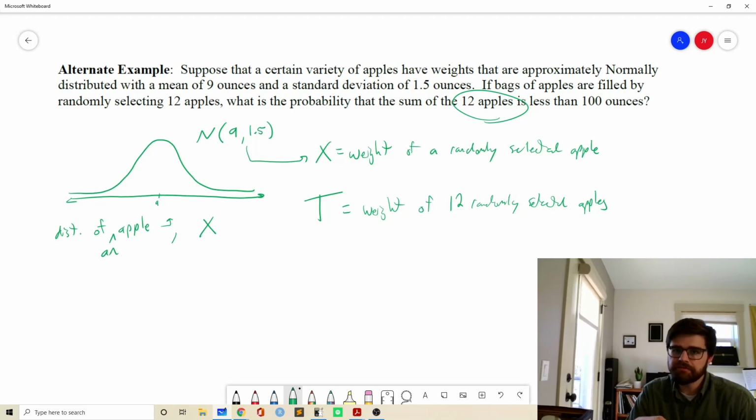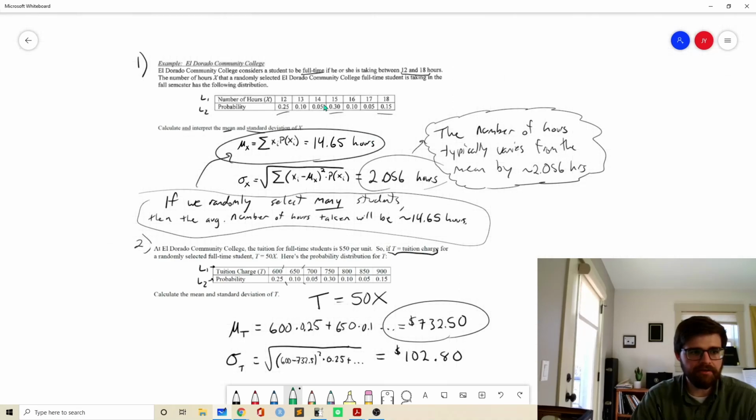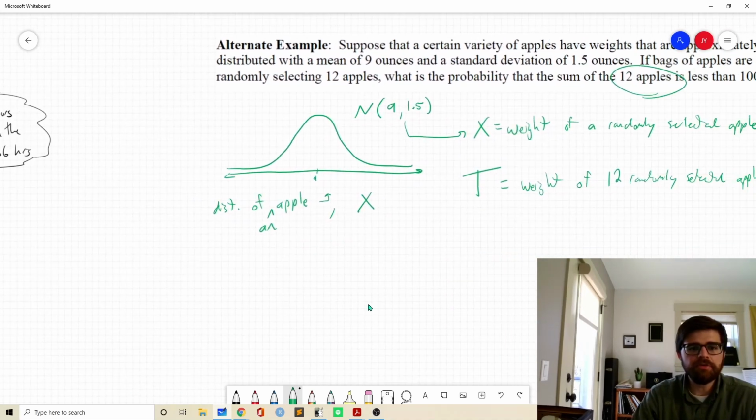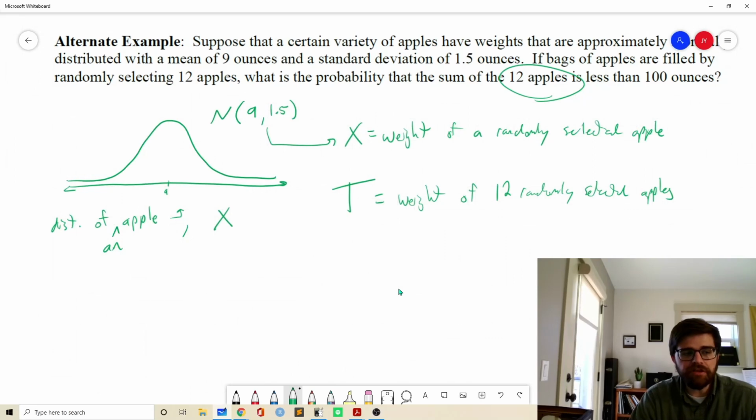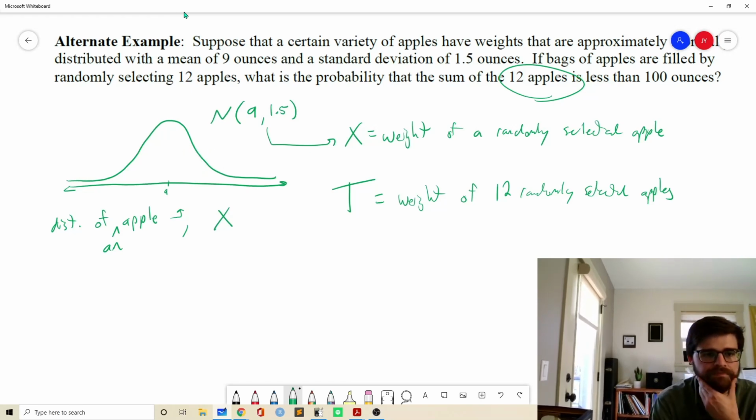And this is not a discrete distribution like we saw in the previous problem, where we had a limited number of possible outcomes and then their probabilities. Here we have an infinite number of possible outcomes. The apple could weigh 9 ounces. The apple could weigh 9.5 ounces. The apple could weigh 9.25 ounces or 9.251 ounces. Depending on how we're measuring this, there's essentially an infinite number of weights that the apple can take. And each of those has an associated probability, which is represented by the height of our normal distribution.